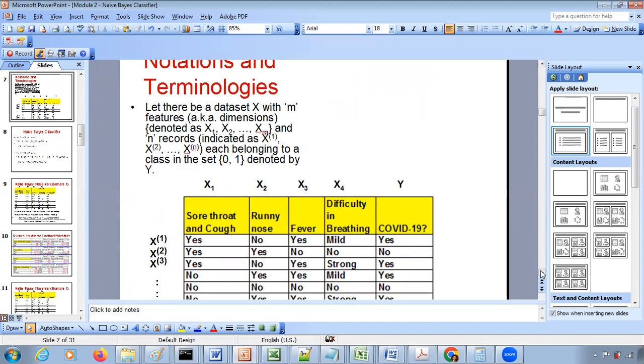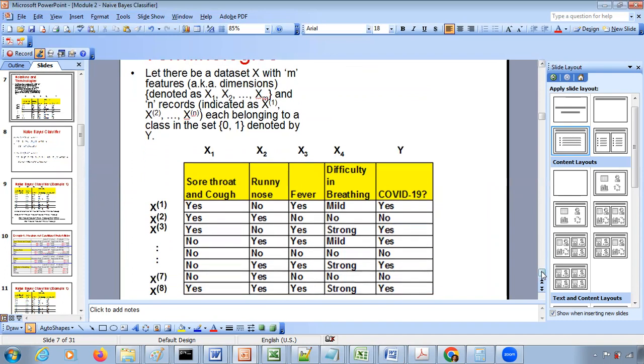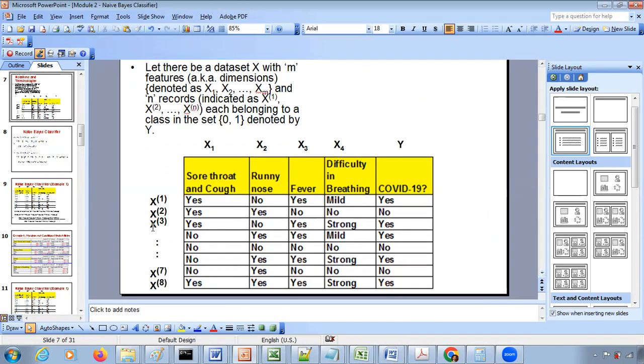So again, notation wise, this is what we'll use. The features are represented as x1, x2, x3, and x4, with the feature identifiers written like this below, and the record numbers indicated above. And y is the class of the record.